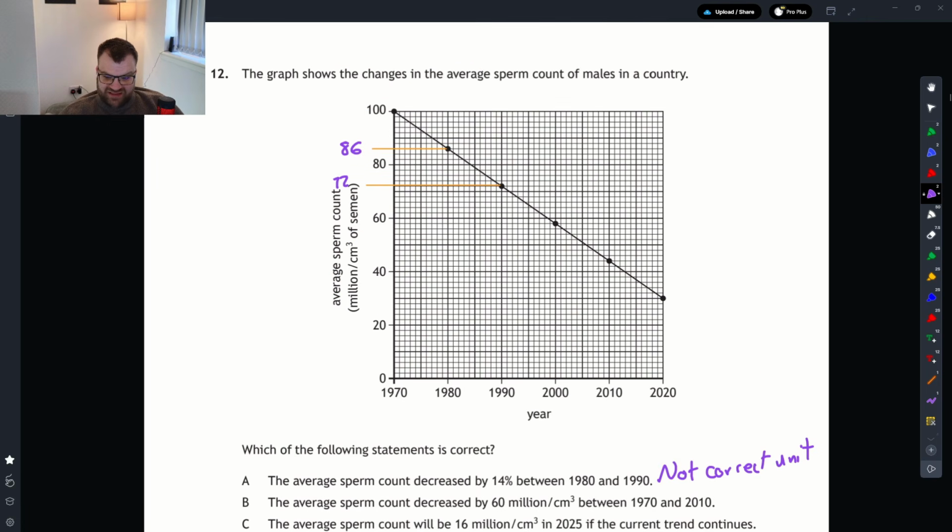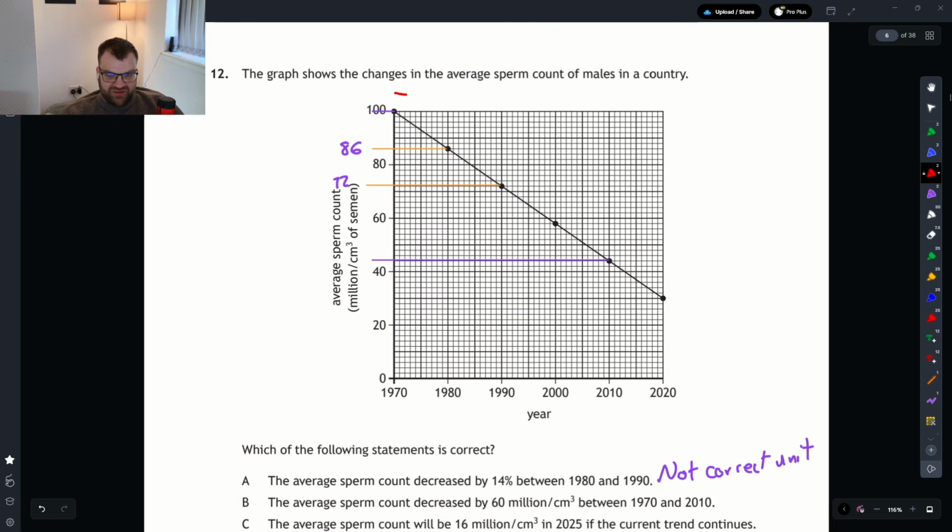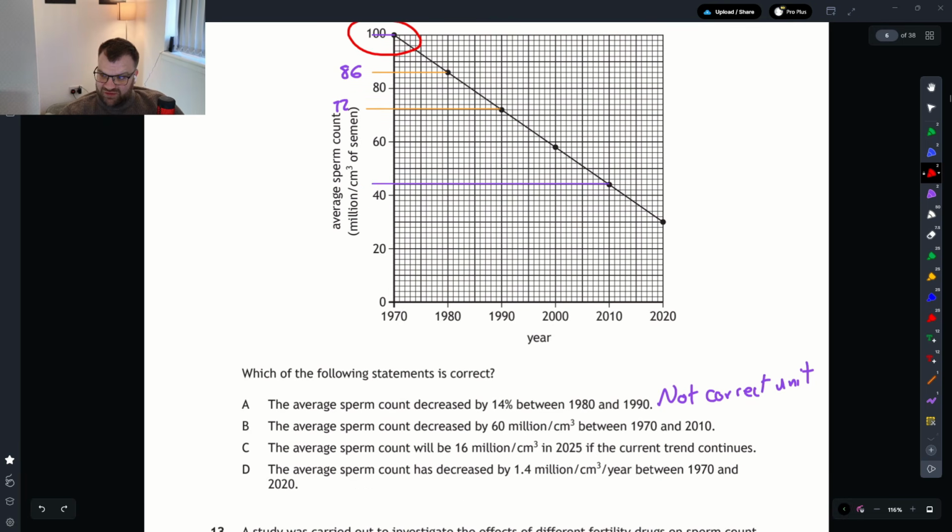Okay, then decreased by 60 million in the next two sections. So 70 right at the beginning, and then 2010, which is here, decreased by 60. Well, that's just not going to be correct because we're at 100. If you did decrease by 60, you'd have ended up at 40, whereas we ended up above 40, so 44. So that cannot be correct. So that's gone down by 56, not 60.